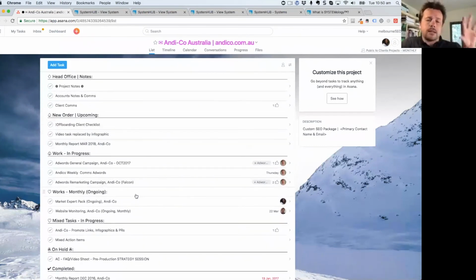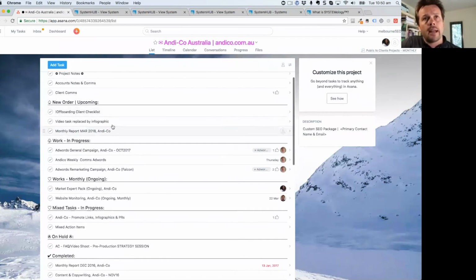We have a master template which houses all of the client information. So this would be the contact person, any communications, accounting communications, and then under here, if they've ordered things, these are where I duplicate these master templates, and they get dragged into work in progress. And then you've got your project manager who is overseeing these.